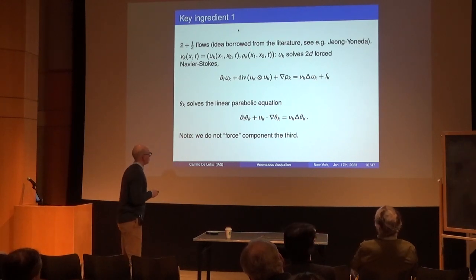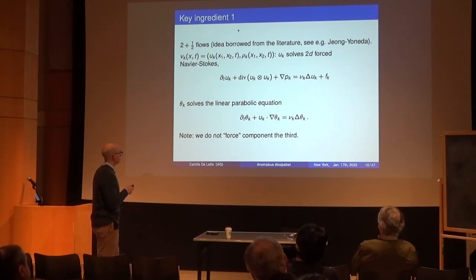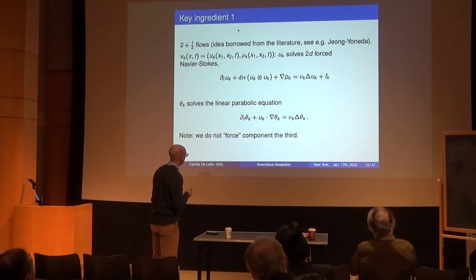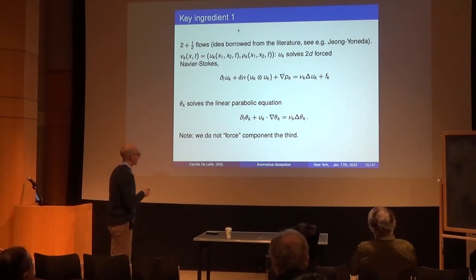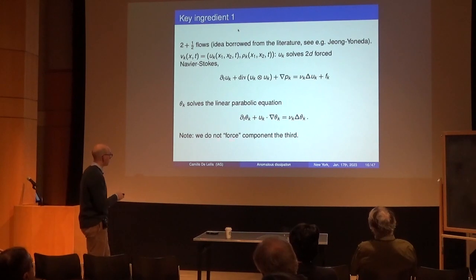So the nonlinearity drops. I mean, there is no interaction of theta k with itself somehow. That's the nice thing. It's true that there is a nonlinearity here and there is a nonlinearity here, but you can solve, first of all, two-dimensional Navier-Stokes to find uk. And then once you know uk, there's a linear parabolic equation for theta k, which as uk goes to zero becomes a linear transport equation for theta k. So we do not force the third component.